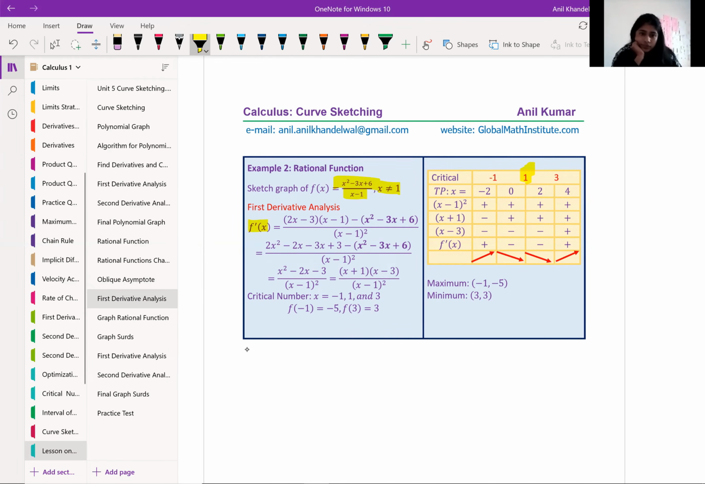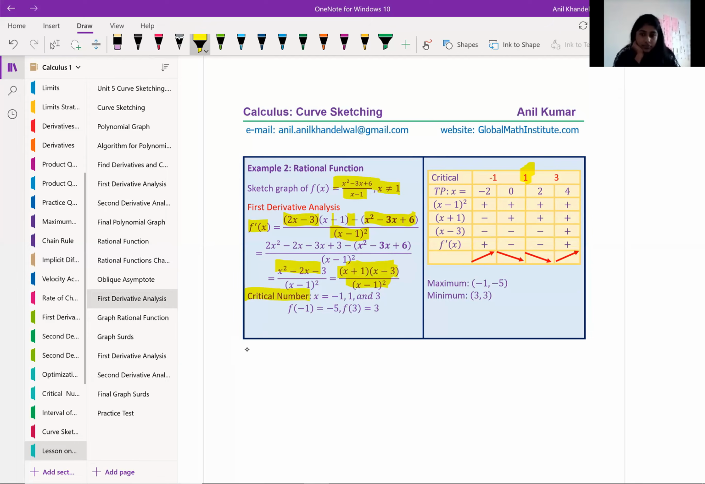Now, when you find the first derivative, that means you have to write the square of the denominator, first thing. Then numerator derivative. So derivative of the numerator is 2x minus 3 times the denominator minus derivative of denominator, which is just 1. I didn't write 1, because 1 times anything is the same thing, and the function numerator, which is x squared minus 3x plus 6. Now you combine the terms, simplify, and write it in factored form. Once you write it in factored form, it is very easy to find the critical number.